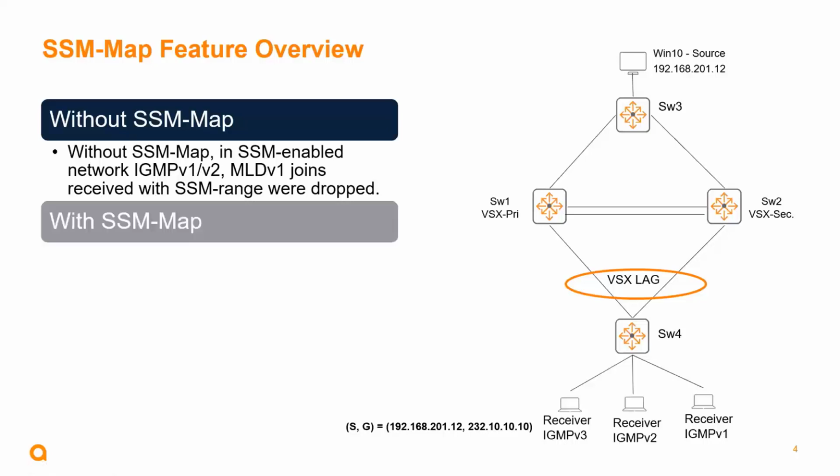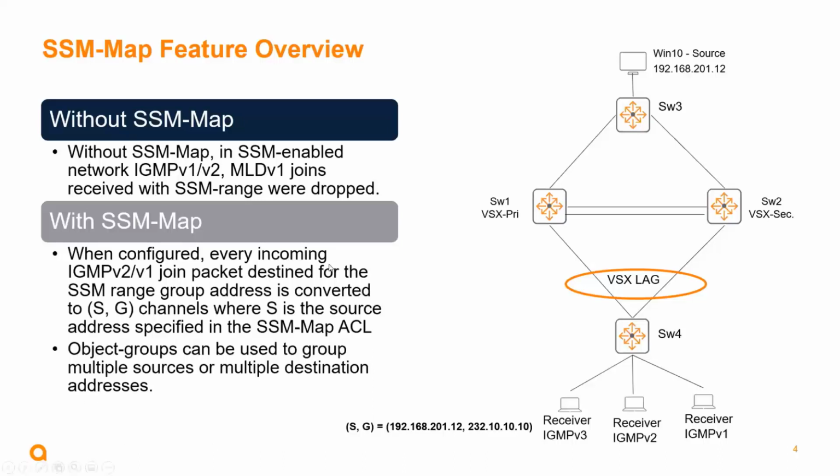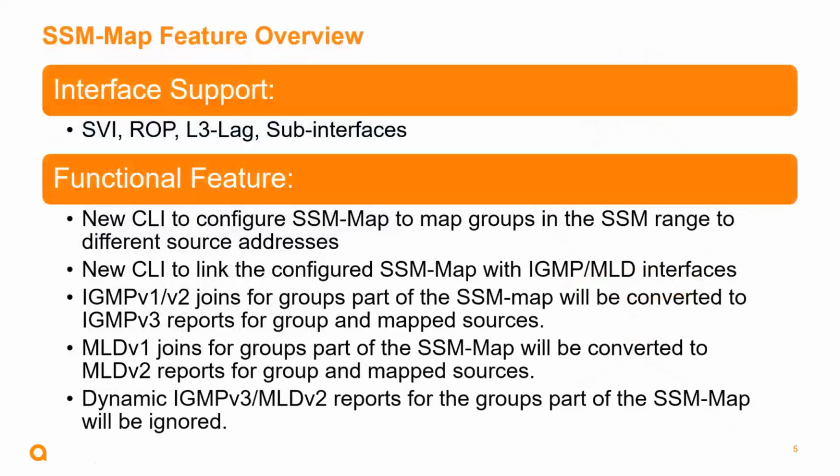Well, with SSM-Map, now when users are joining the group, it doesn't matter if it's IGMP version 1 or version 2, we take their request for that group and convert it into an S,G source and group channel, where S is the source specified in the SSM-Map ACL. So we create the ACL globally and we map it, link it to the interface, apply it. So on these interfaces where we have legacy clients, we can take advantage of object groups and such within our ACL. Nothing fancy there. We have done it, that's been around for a long time. Okay, we'll build on this.